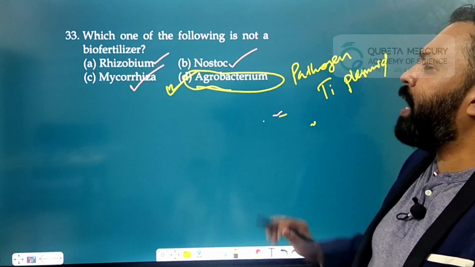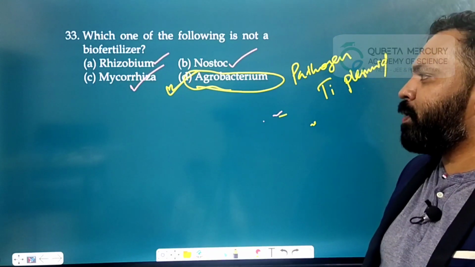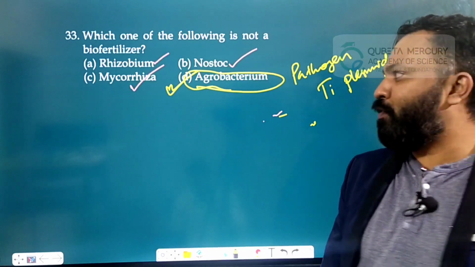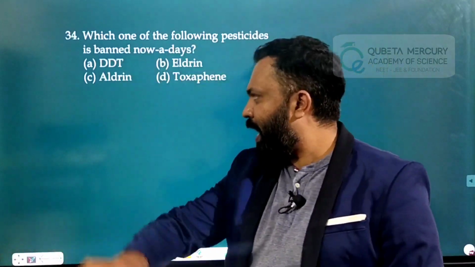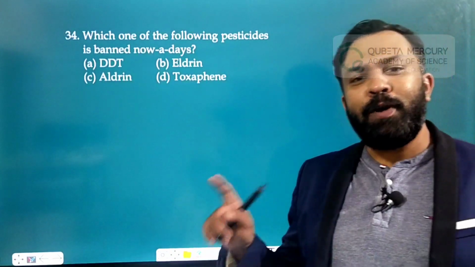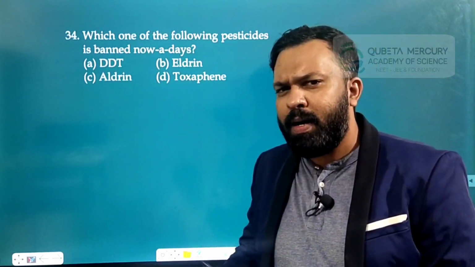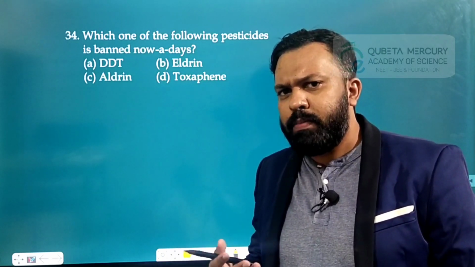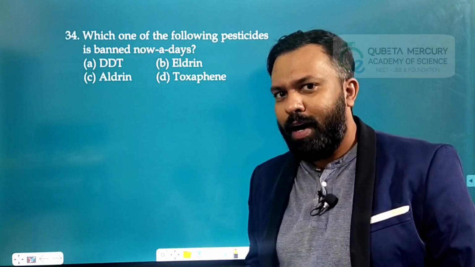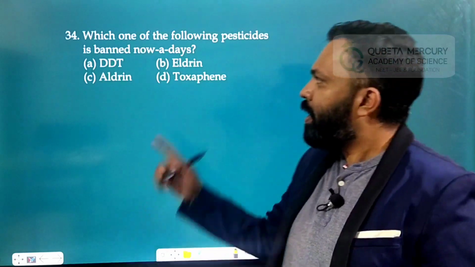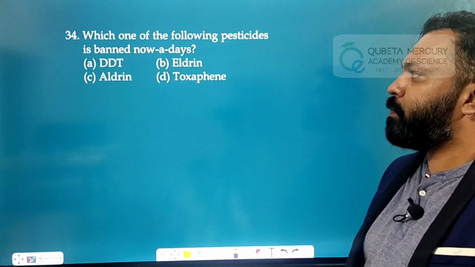Agrobacterium is not at all a biofertilizer. Instead, rhizobium, nostoc and mycorrhiza all are biofertilizers. Yes, fine. Question number 34 is here. Can you follow me here? Can you recollect the concepts from the corresponding chapters? I hope it's okay for you, right? Question number 34 is awaiting.